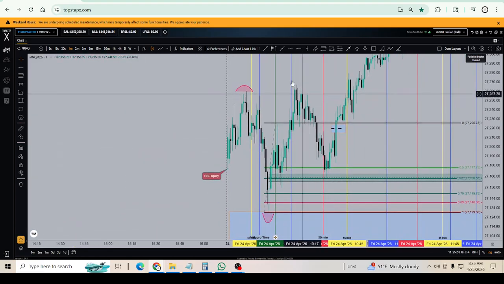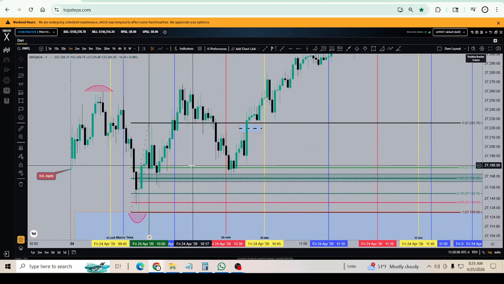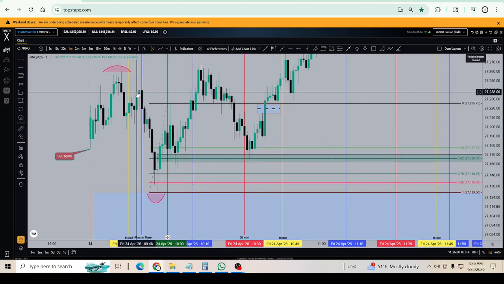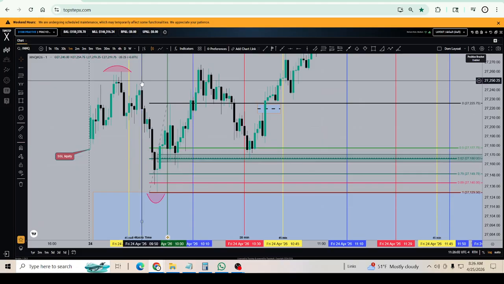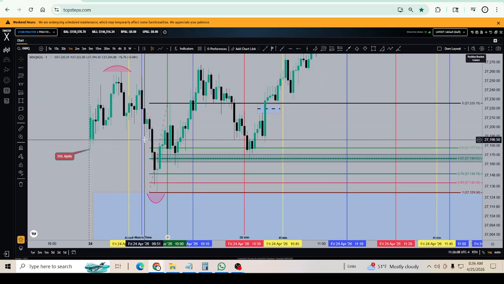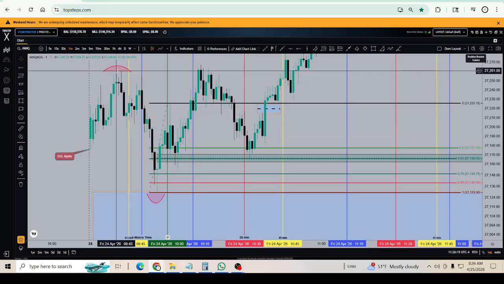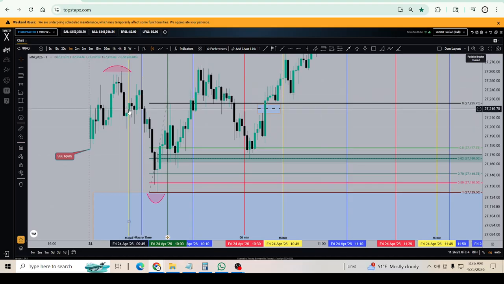Well, what if you want to wait until the first or second algo macro time? Here's the first macro time. You see a bearish fair value gap. But the first bearish fair value gap is right here. Why? Because it took out this liquidity there. And then it reversed. So this would be the first bearish fair value gap.